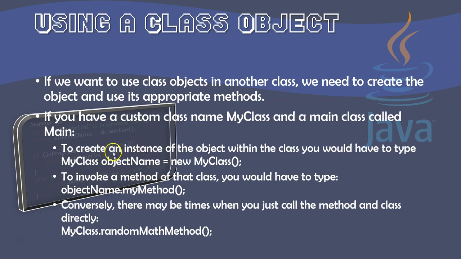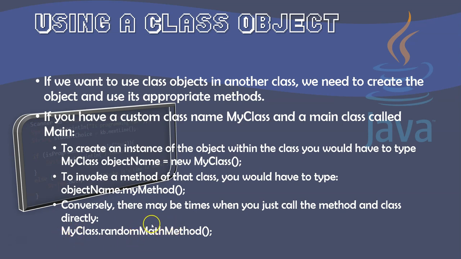If we had, for example, using that dog class that I talked about, let's say it's Dog myDog = new Dog(), then we would call myDog.walk(), for example, or myDog.getName(). Conversely, there might be times you want to just call the method in the class directly. In that case, you'll have something like MyClass.randomMathMethod() like here.